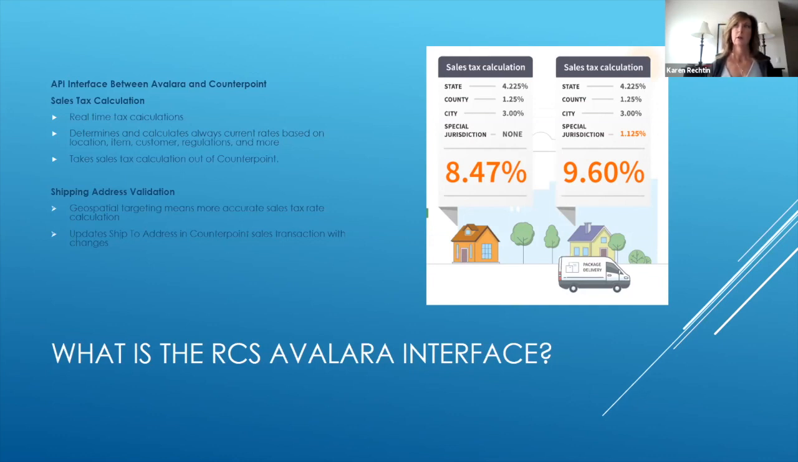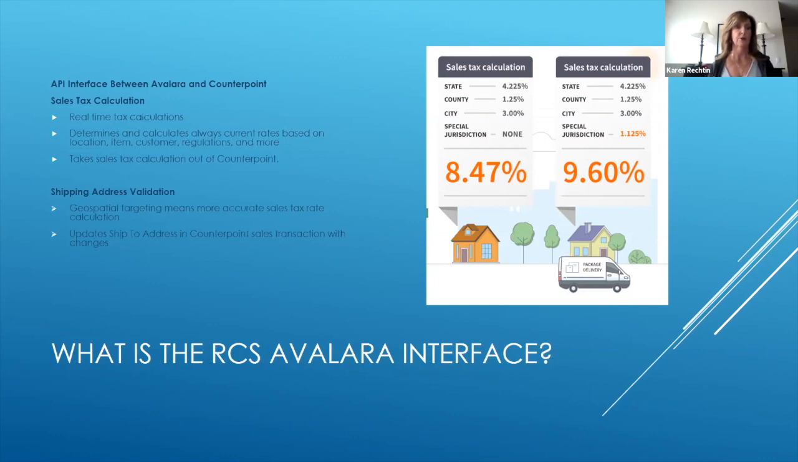As we're entering a customer shipping address in Counterpoint, it's automatically checking with Avalara to confirm that we have the right street address and the right zip code. We've all entered our address into a website for shipping and seen corrections come back. It's validating that we have the right shipping address so that the right sales tax is calculated. When that correction comes back, it will update the shipping address in the Counterpoint sales transaction.